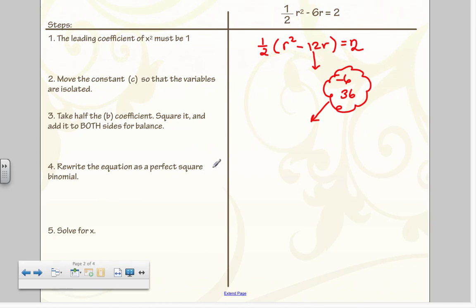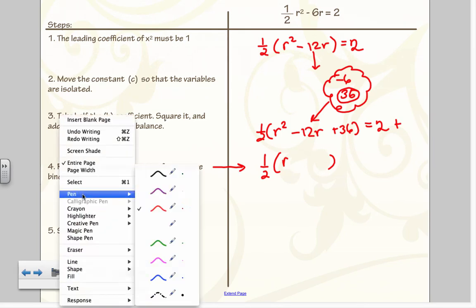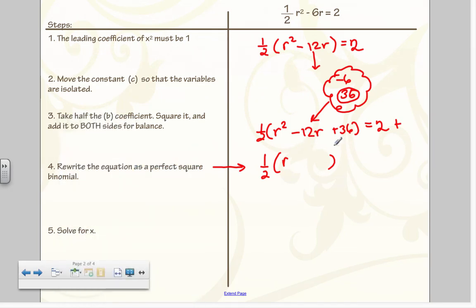Rewrite the equation as a perfectly squared binomial. Well, I have the 1/2. I have the r squared minus 12r. Remember, this 36 has to get added in. Equals 2. But I'm not going to be adding on 36 to this side. Careful, careful, careful. I'm going to be adding on 18.